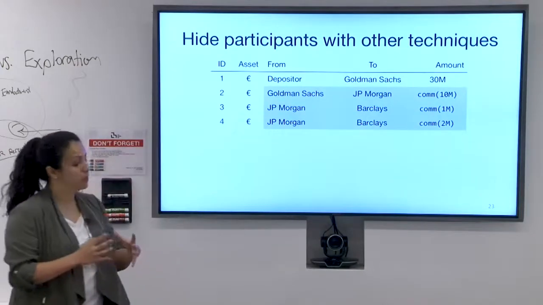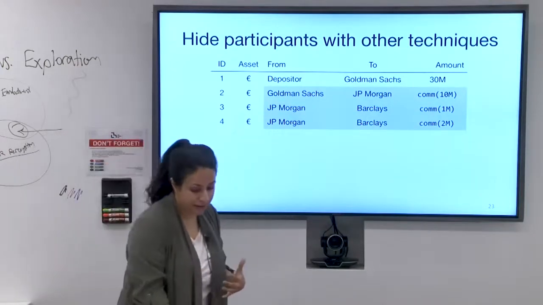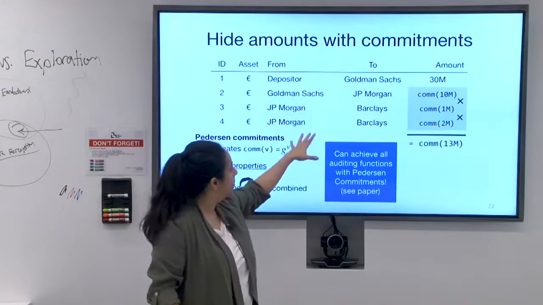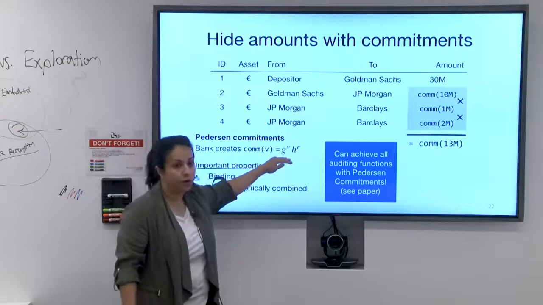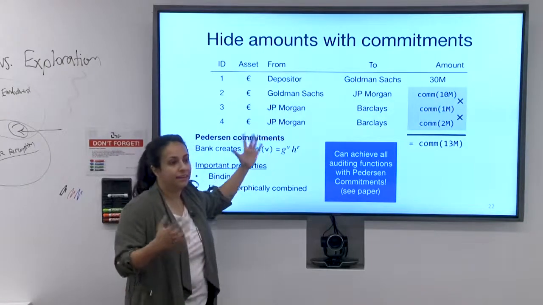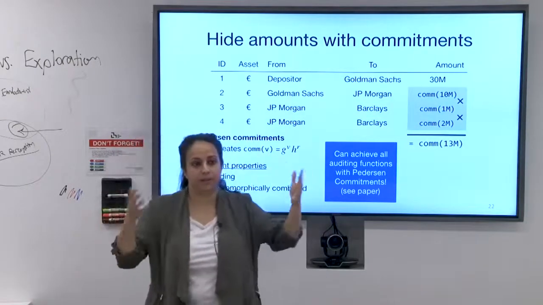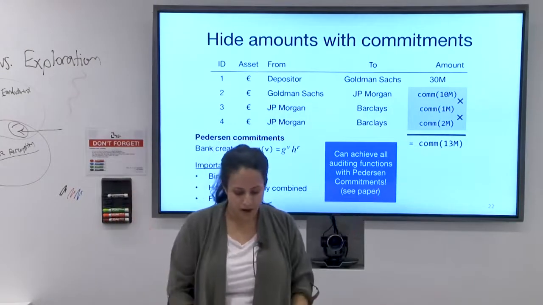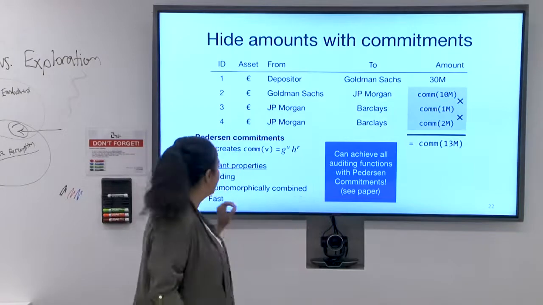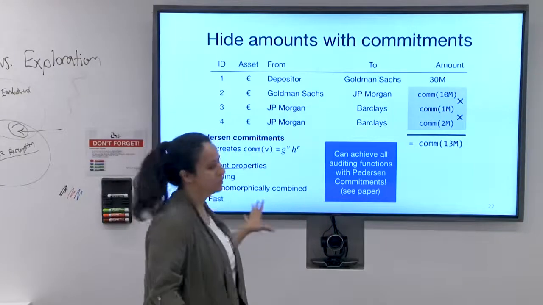Okay, great. So we can use Pedersen commitments to hide the values. By using these commitments, if you don't know R, you can't guess what V is. It could be anything. So that's what we mean when we say that these commitments are perfectly hiding.